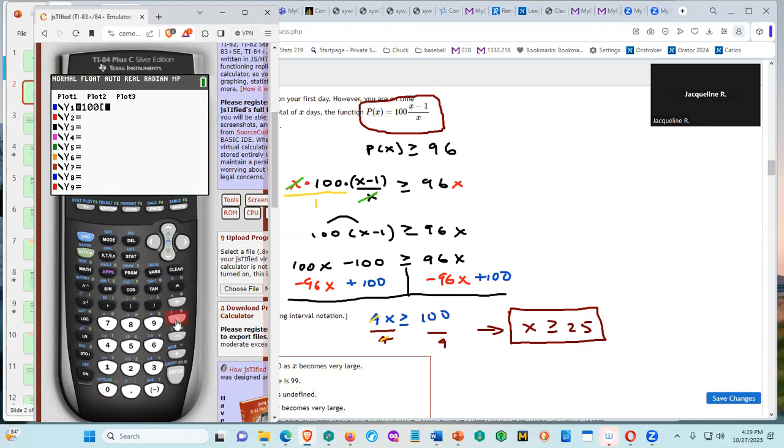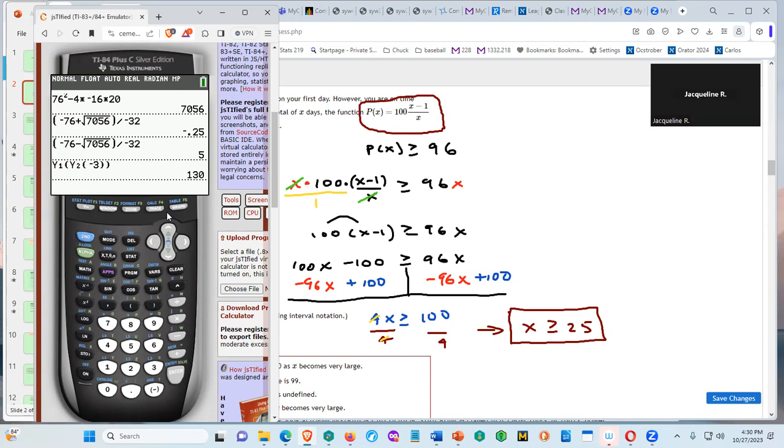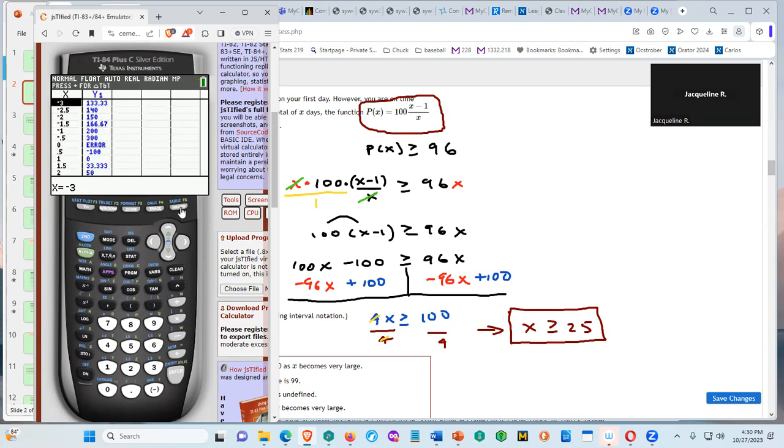Okay, so let's put P of X in here, 100 times X minus 1 in parentheses, divided by X. The table is probably just going to be the X values are just the integers. Second graph is table.